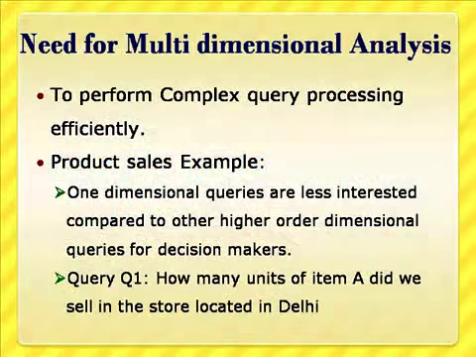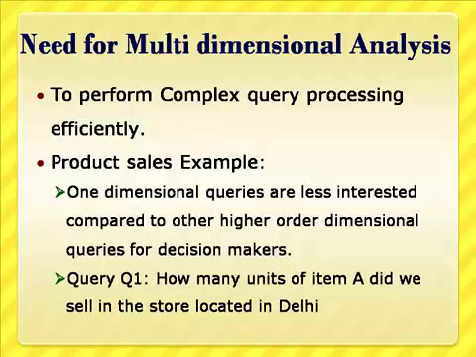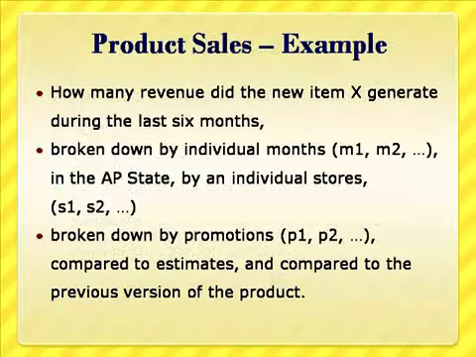Need for multidimensional analysis. Generally, one-dimensional queries, say for example, how many units of item A did we sell in the store located in Delhi? This type of query will never give any satisfaction for decision makers compared to the other query shown on the slide. The other query is: how much revenue did the new item generate during the last 6 months, broken down by individual months in the state of Andhra Pradesh, by individual stores, broken down by promotions, compared to estimates and compared to the previous version of the product. So if you see this query compared to the first query, it is quite complex.